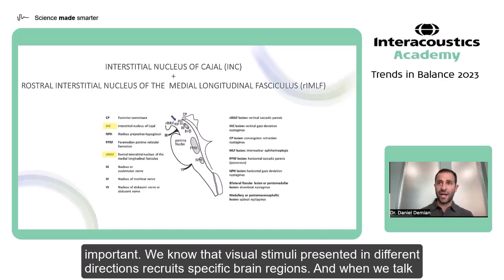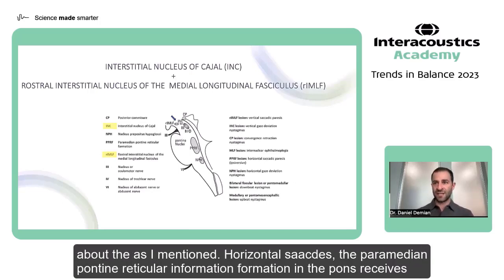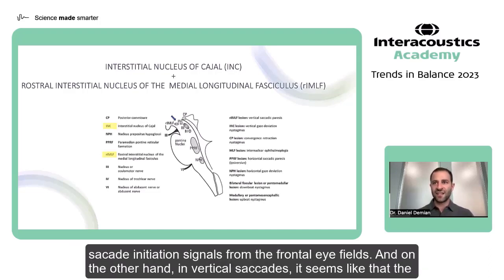We know that visual stimuli presented in different directions recruit specific brain regions. And when we talk about, as I mentioned, horizontal saccades, the paramedian pontine reticular formation in the pons receives saccade initiation signals from the frontal eye fields.